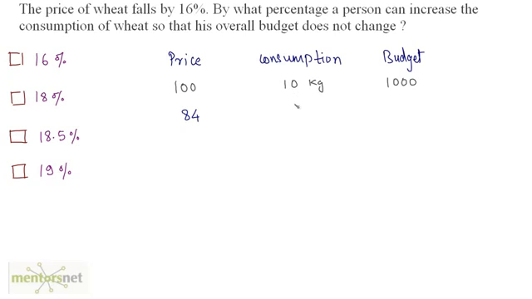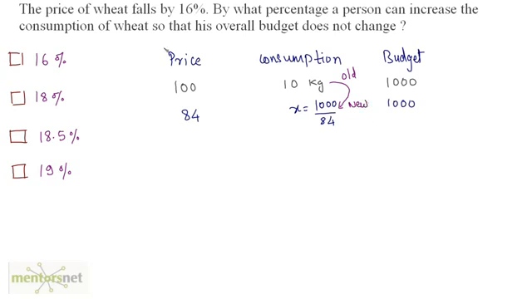So the consumption needs to be increased. Let's say it is X, so that the budget does not change. So the budget remains the same. So 84 times X is equal to the budget, which is 1000. So X is equal to 1000 by 84. Now the consumption is increased from 10 kg to this X, 1000 by 84. So this is the old value and this is the new value.